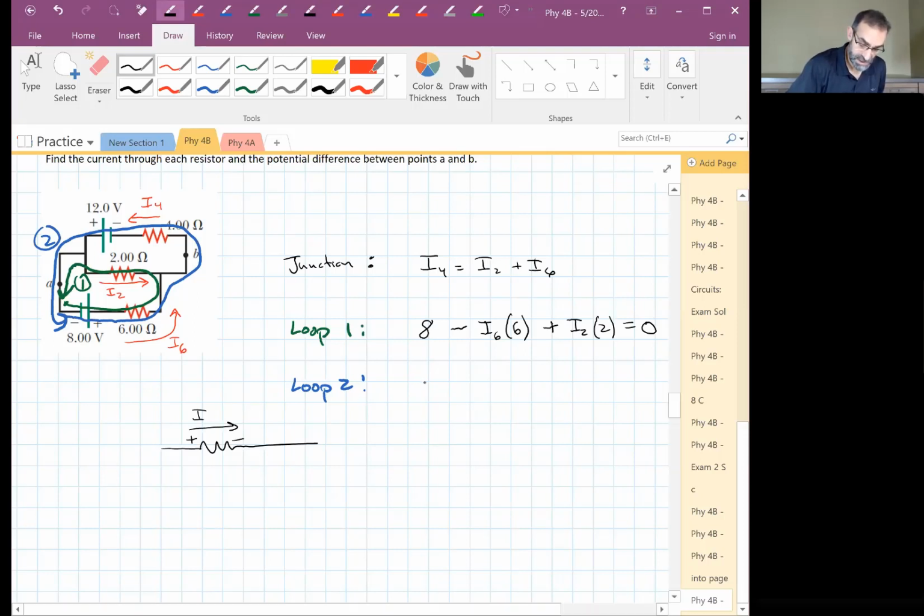So it starts out the same way. And then I get up, I pass point B. I'm going in the direction of the current. I'm dropping by I4 times 4. I am rising by 12 volts, and I'm back to where I started.